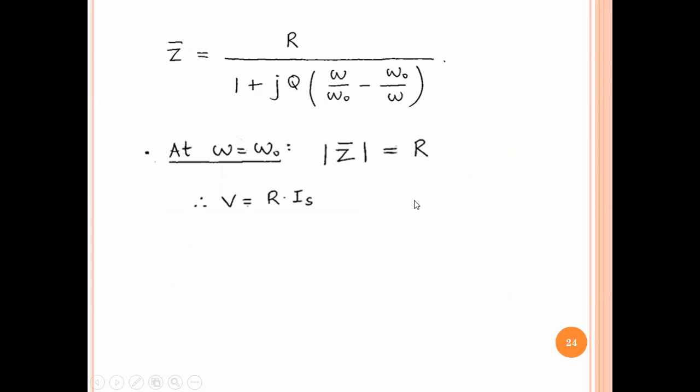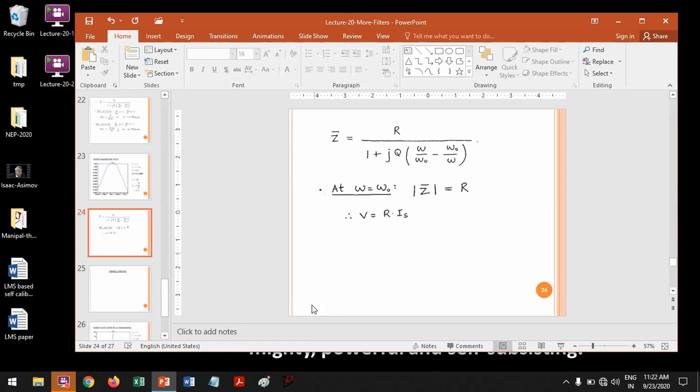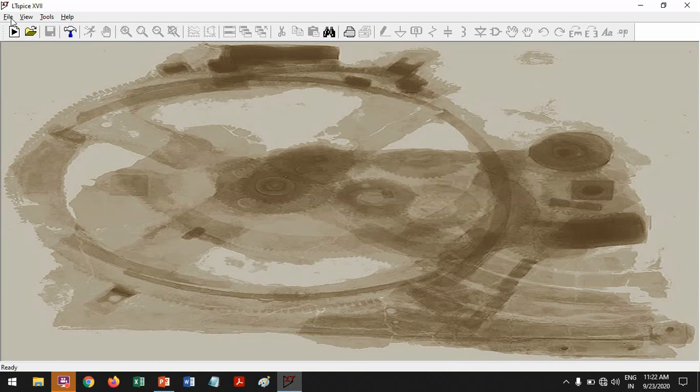Alright, now let us, so we discussed this already, at omega equal to omega naught, this becomes equal to R. Now the behavior of this function for frequencies close to omega naught as R becomes large is very peculiar, and it is very difficult to see just from this expression. So what we'll do is we just do a simulation. So let me just simulate this circuit.